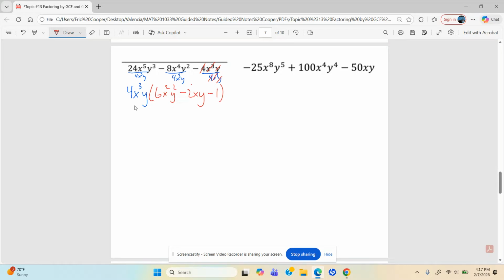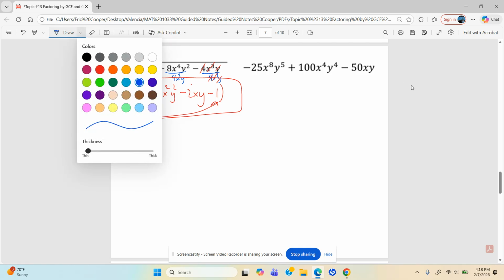So if you kind of want to think about it, this is our answer. And the 1 makes sense because if I went back and distributed and I did 4x^3y times negative 1, I would get back this term here. So if everything cancels, make sure you put a 1 down there for your answer.